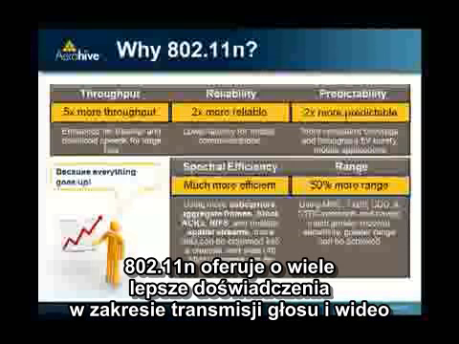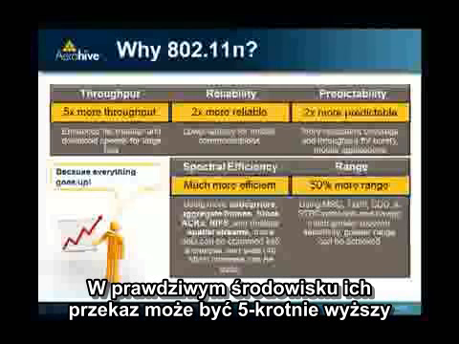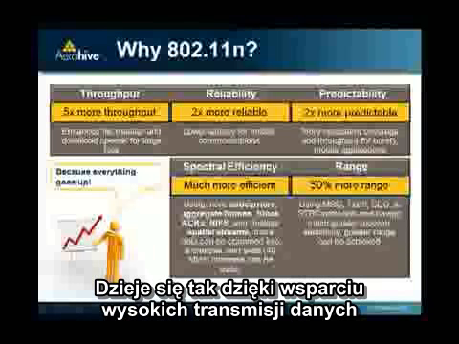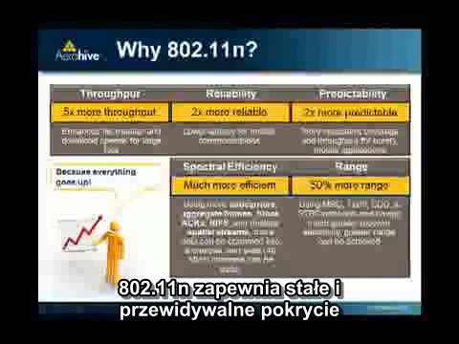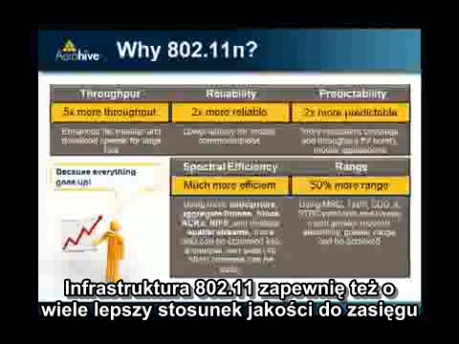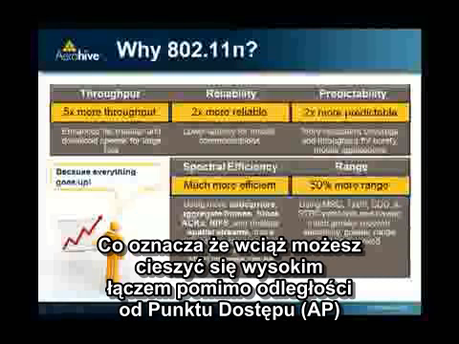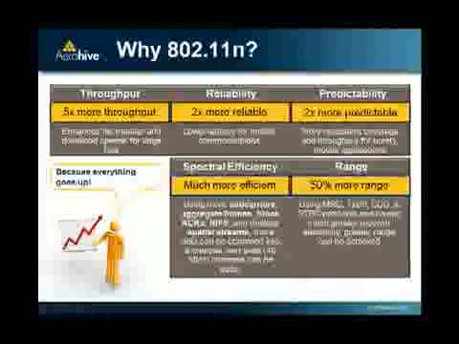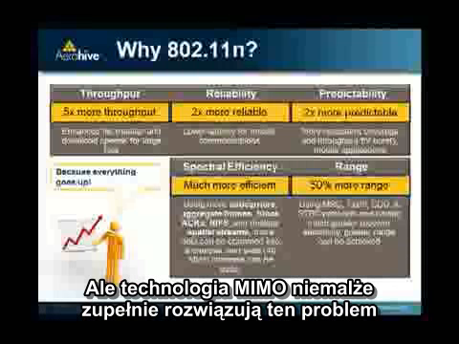802.11n gives users a much better experience for data, voice, and video. In real-world environments, throughput can reach levels 5 times higher than in existing 802.11ag networks due to higher data rate support. 802.11n offers consistent and predictable coverage and throughput because it takes advantage of multipath rather than being hindered by it like 802.11abg networks. 802.11n infrastructure offers much better rate over range, which is a tidy way of saying that you can still get high throughput when you're a long way from your servicing AP. 802.11ag networks tend to have a steep data rate fall off as the client ventures away from the AP, but due to the advantages of MIMO technology, 802.11n doesn't suffer nearly as much from this problem.